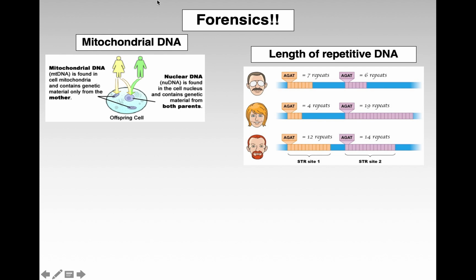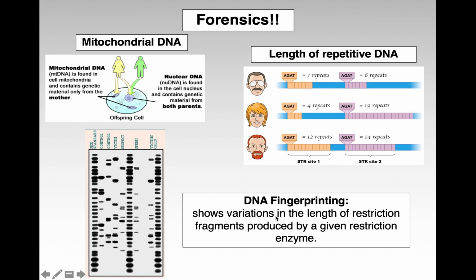So for forensics, remember that all of our cells have mitochondrial DNA, and that mitochondrial DNA is derived directly from your mother, right? So in the original cell, your zygote, those mitochondria were maternal, right? Nuclear DNA is found from both parents. All of us have varying amounts of repetitive DNA, and we can use that in forensics. We can also use what's called DNA fingerprinting, where you take some DNA, you cut it with a series of restriction enzymes, and they give you a particular pattern. Everybody has different patterns when we're looking at DNA fingerprinting.